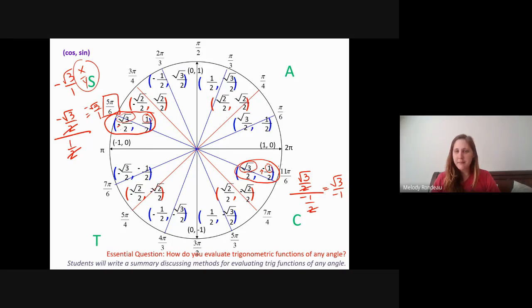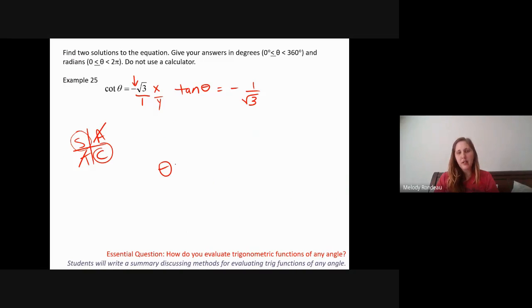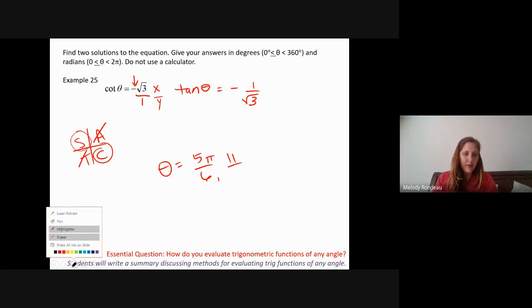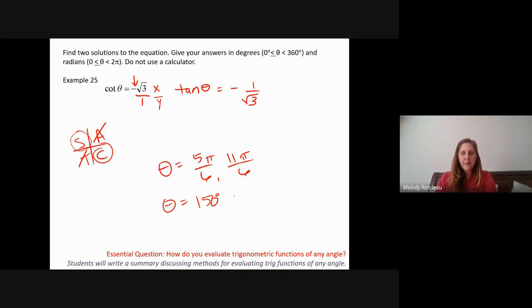My two angles then are 5 pi over 6 and 11 pi over 6. So theta equals 5 pi over 6 and 11 pi over 6. And then turn those into degrees. 5 pi over 6, I believe we just said that was 150. And then I believe this one is 330 degrees. And that wraps it up for us.